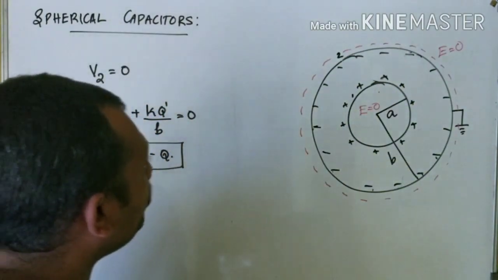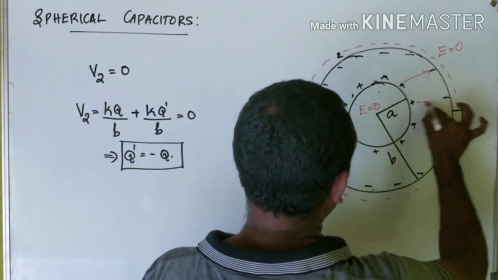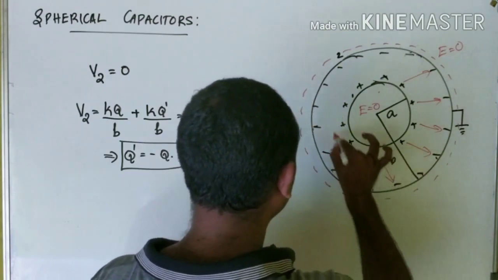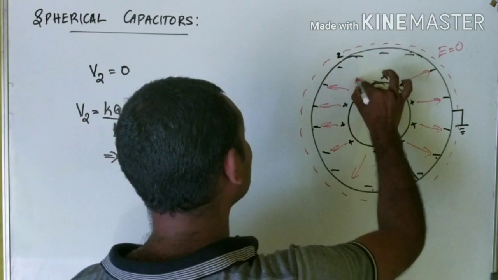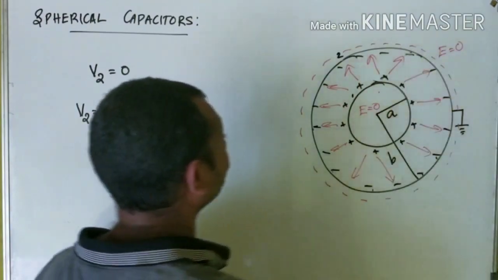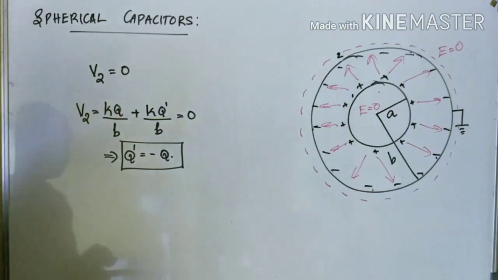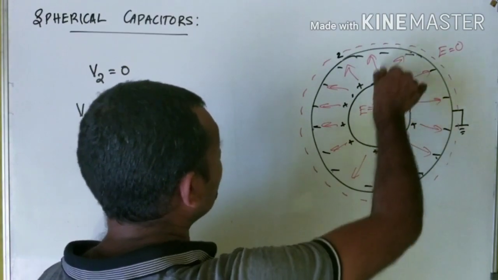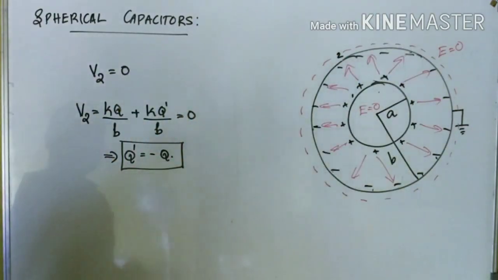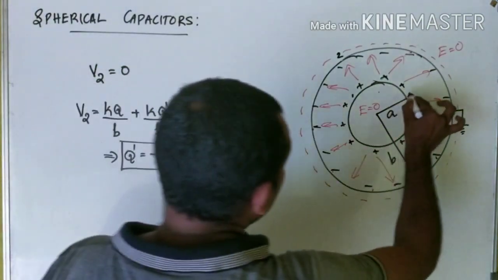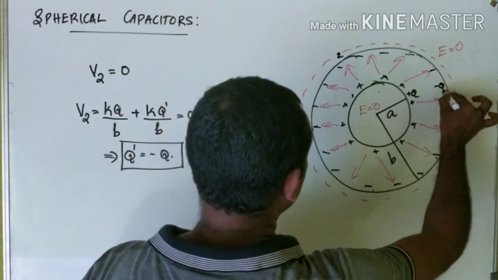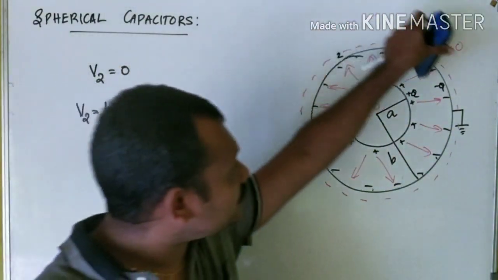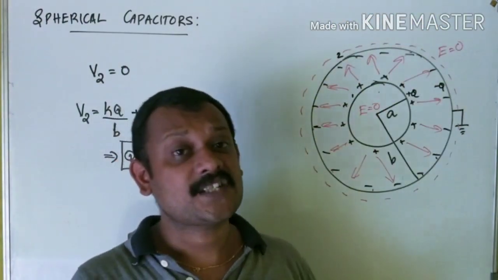Then where is the electrostatic field located? The electrostatic field is located in the region between the spheres. There exists an electrostatic field between the spheres, which means there is a potential difference between the inner sphere and the outer sphere. Let us calculate that potential. This charge is plus Q, this is minus Q. Plus Q is distributed on the outer surface of the inner shell and minus Q is distributed on the inner surface of the outer shell.